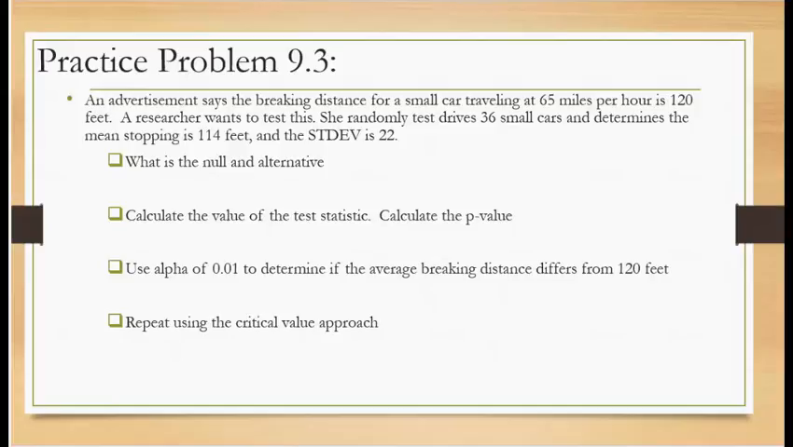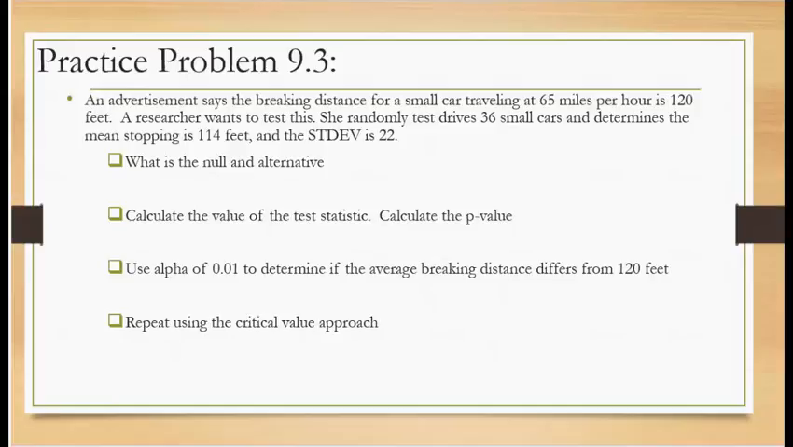So just imagine for a minute, we get in 36 different small cars, and we go 65 miles an hour, and we slam on the brakes, and we test to see how long it takes us to stop. So we find that our mean is 114 feet with a standard deviation of 22. That's a fair amount of variation that she found in this.